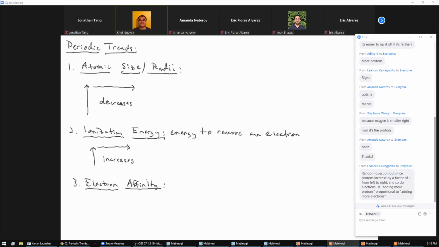So electron affinity is the energy released from an atom when it adds an electron. And what we notice, up and to the right, we're going to increase the amount of energy.